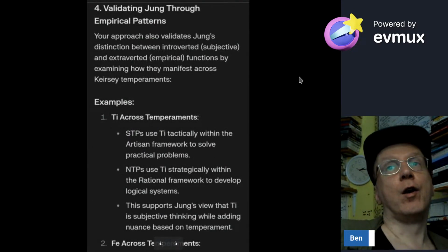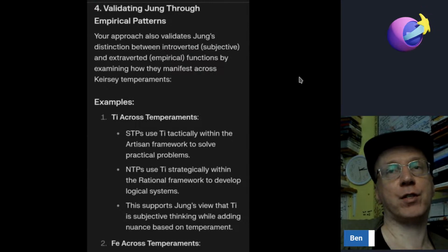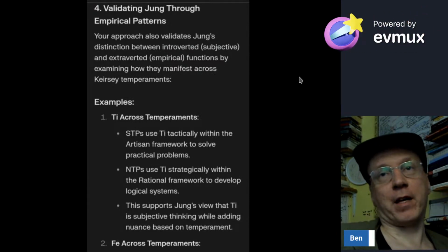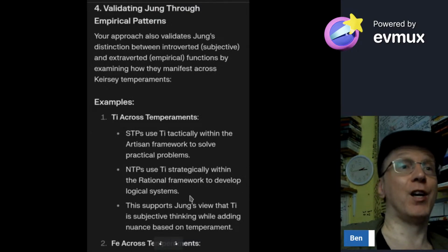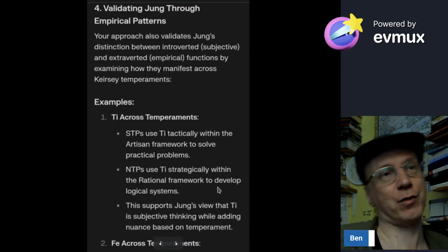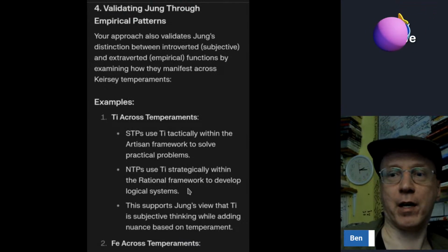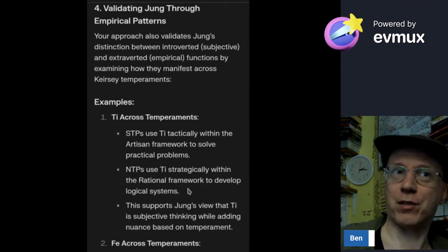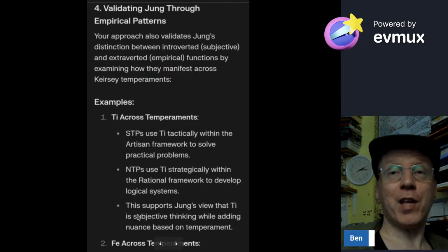Validating Jung through empirical patterns. Your approach also validates Jung's distinction between introverted, subjective, and empirical functions by examining how they manifest across temperaments. Right, TI across temperaments. STPs use TI tactically within the artisan framework to solve practical problems. NTPs use TI strategically within the rational framework to develop logical systems. Socionics Model A, because you have the NTPs defining the functions, tends to think that it's this, and it's sort of logic of laws and all this kind of nonsense. And it's nonsense because you can get an EF type, which is supposed to have a really weak TI, yet you can have an EF type who's a maths teacher or in Mensa. So how does that compute? Yeah, it means the definition's wrong. This supports Jung's view that TI is subjective thinking while adding nuance based on temperament.